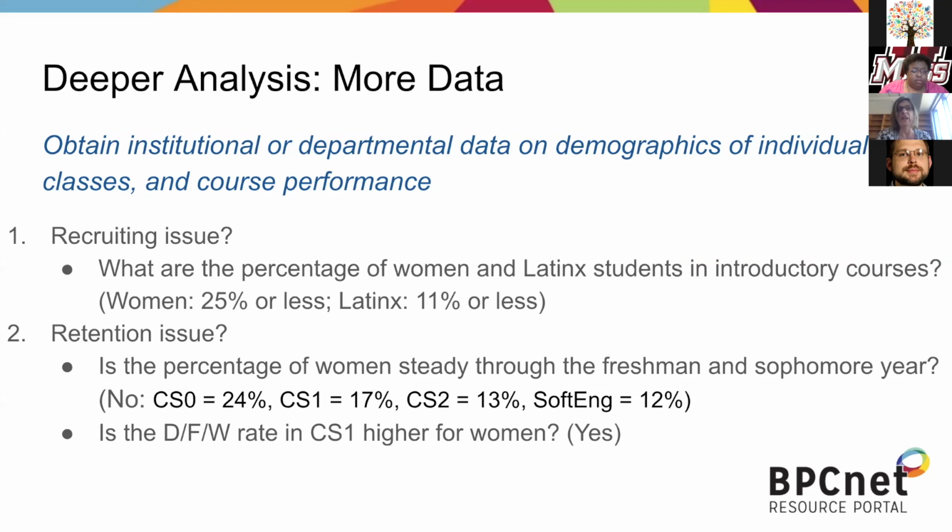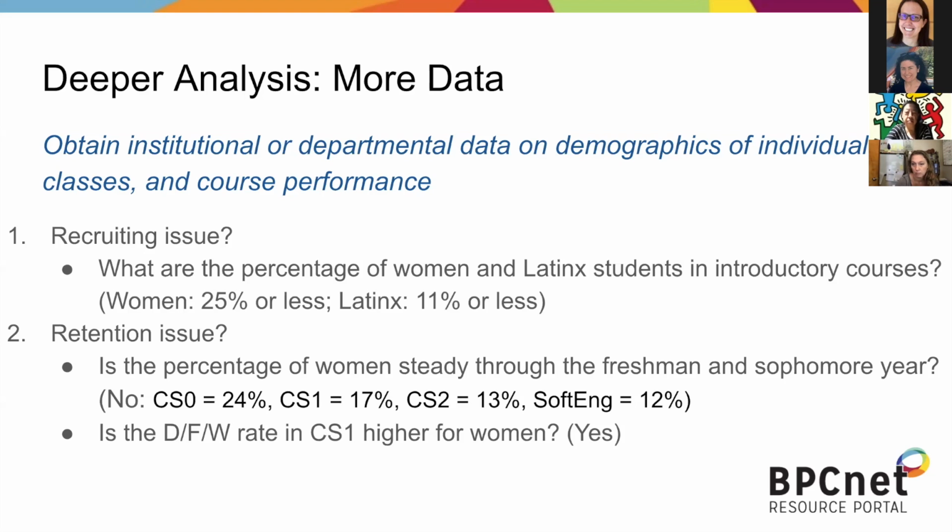But to do a deeper analysis, you need more data. And depending on what you're trying to find out, the data that you want will vary, and the sources of that data will be varying degrees of difficulty to obtain. So we have institutional and departmental data on demographics of individual courses and course performance by various categories. So the first question you might ask is, do we have a recruiting issue? To identify that, you can ask, what is the percentage of women and Latinx students in introductory courses? And it is already pretty low, even in the very first class, which means that we need to get more students into that very first computer science class to make the future classes have a chance of being more diverse.